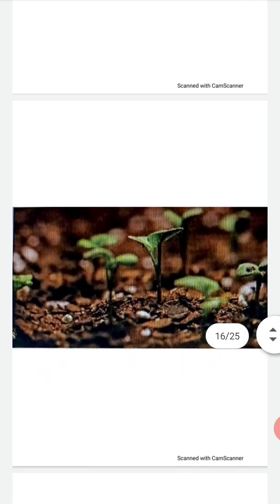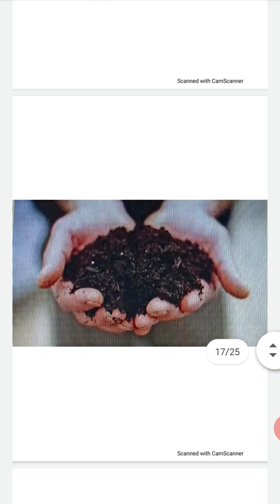Students, even plants get help from their environment. You may ask me, how is that? Students, seeds of some plants are scattered by the wind. As a result, seedlings of those plants grow in new places. Plants also get nourishment from fertile soil.